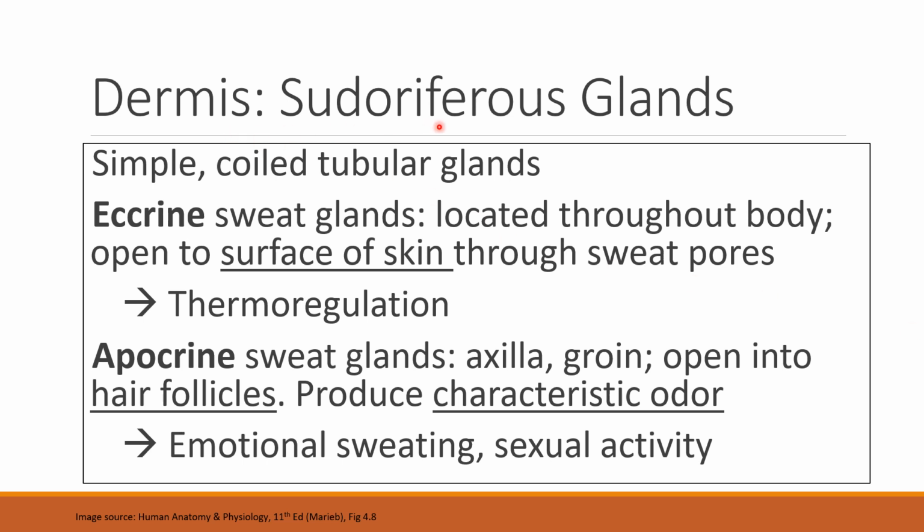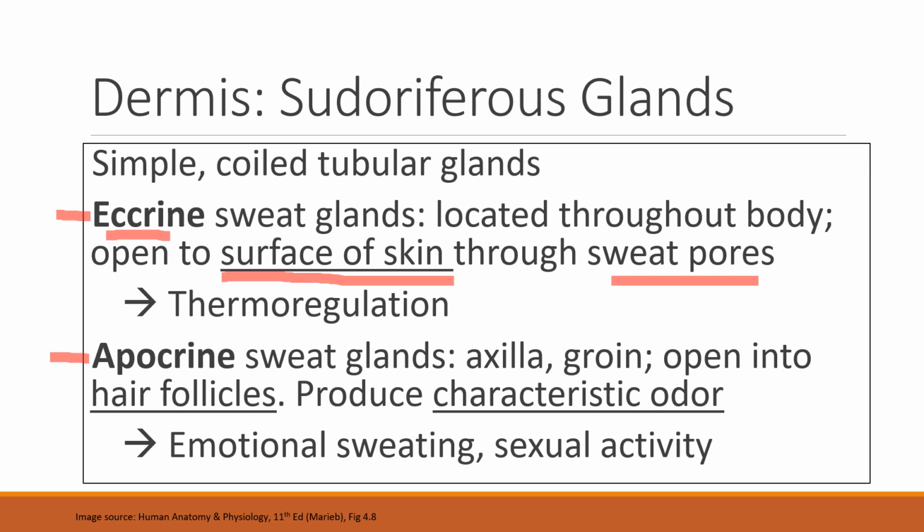All right, so now sudoriferous glands, there are two types. They're both coiled tubular glands. They're relatively simple as far as a gland goes, but these are very important that I want you to know. First is something called eccrine. The other one is called apocrine. Now, eccrine sweat glands are located throughout the body, and they open to the surface of the skin through those little sweat pores, and I pointed that out in that previous image.